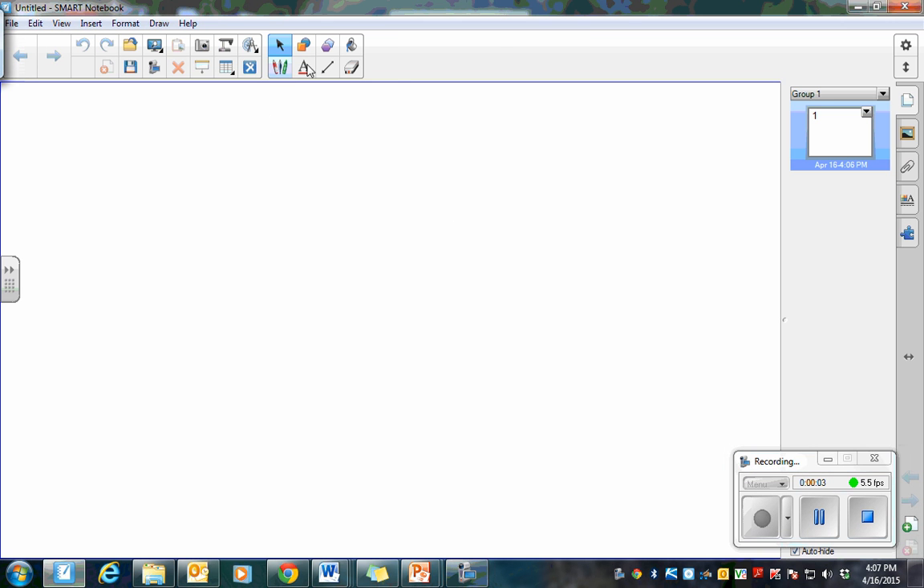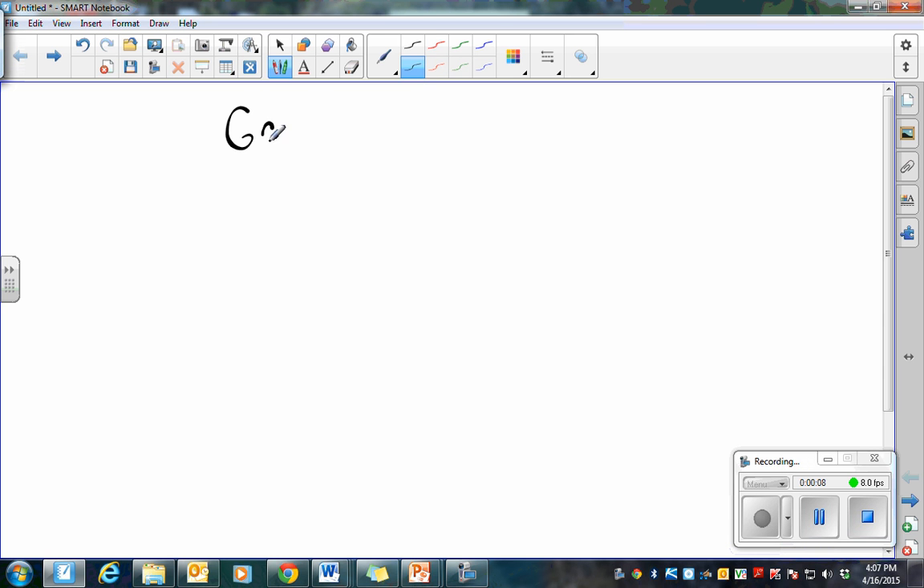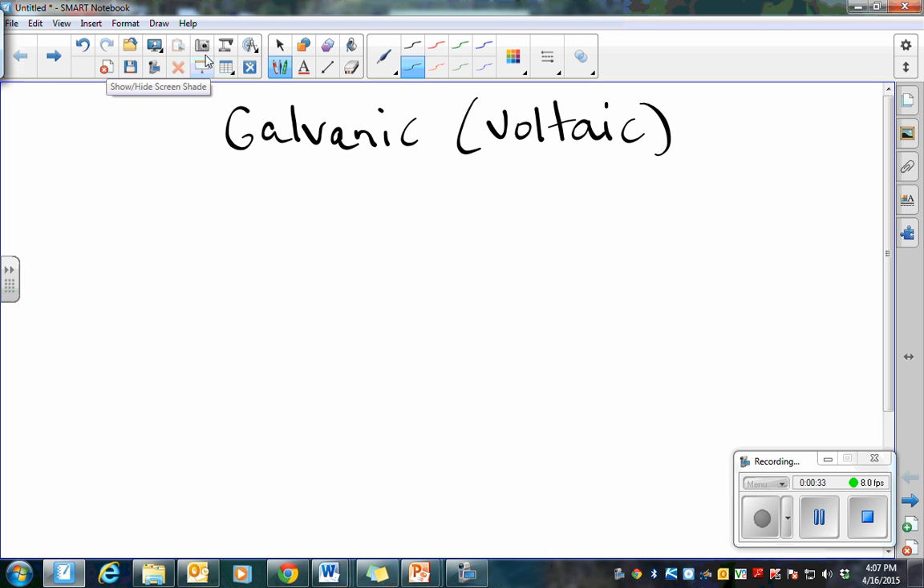Right, so today we talked about the voltaic cell, or the galvanic cell. And the voltaic cell uses spontaneous redox reactions, so they're split up into two half reactions. What are two half reactions? It's a redox reaction split up by either oxidation or reduction.